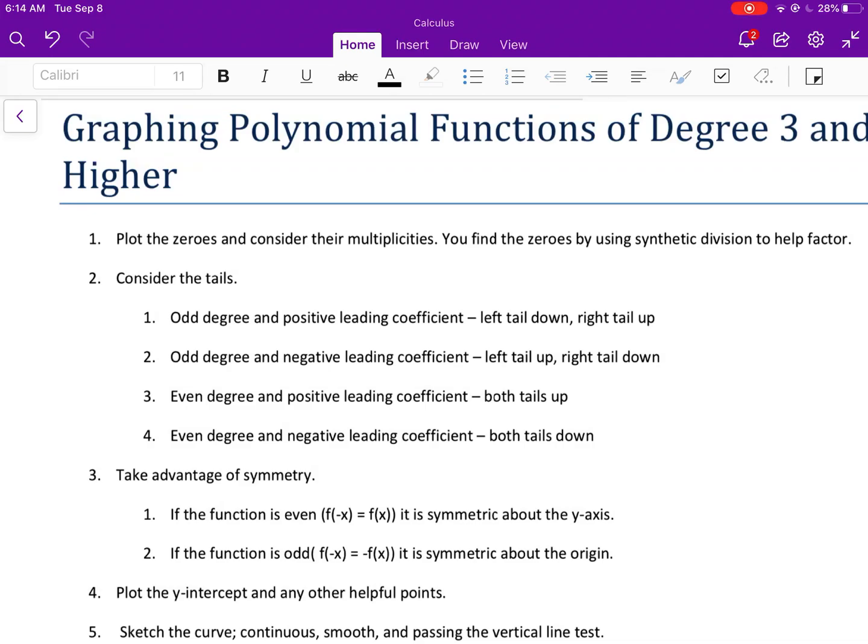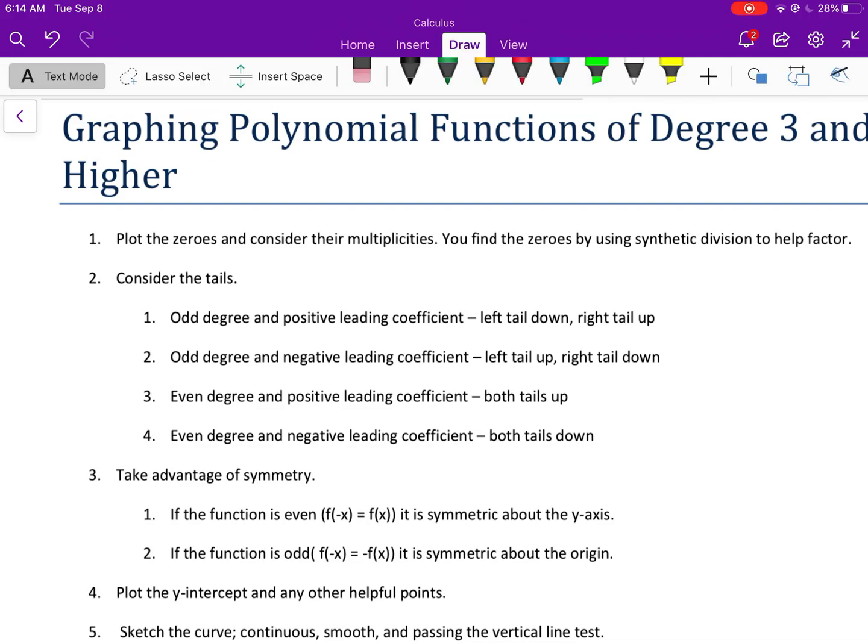We're going to graph a few polynomial functions, and here are a couple steps that we think through as we graph them. So number one, plot the zeros and consider their multiplicities. Remember, you can find zeros by using synthetic division to help factor. We also sometimes use the rational root theorem. Sometimes we factor by grouping. Sometimes we can just have a quadratic-like equation that we need to factor. So different methods for finding the factors, but we do want to find them and consider the multiplicities.